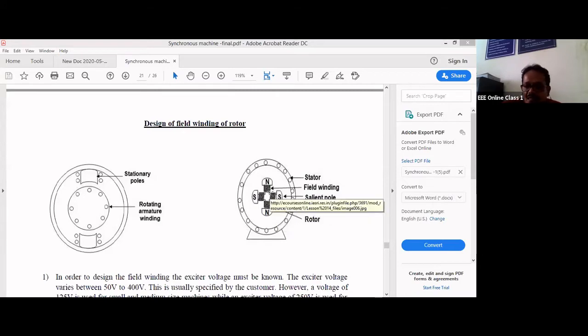If you see this figure, we have salient pole, and likewise we have non-salient pole, or cylindrical rotor. Now here we are very much interested in designing the field winding of a salient pole alternator.